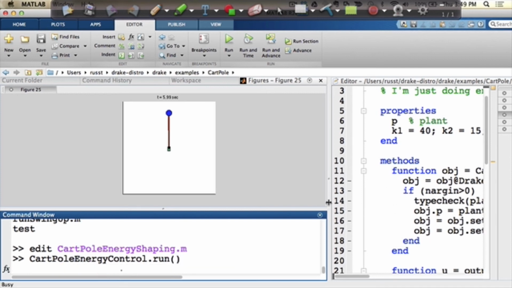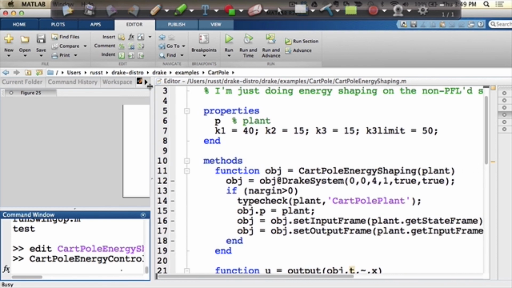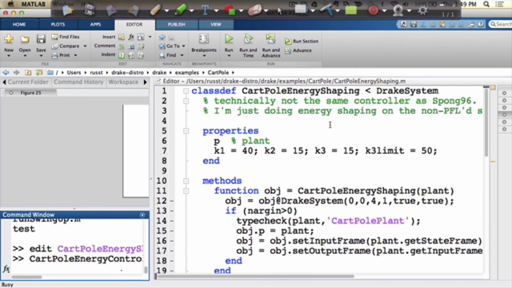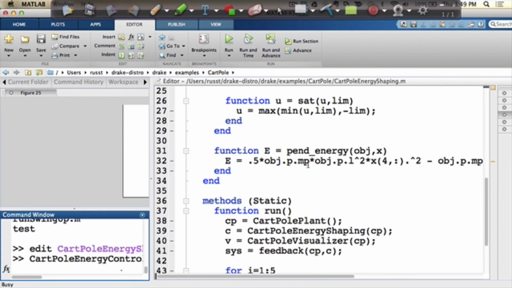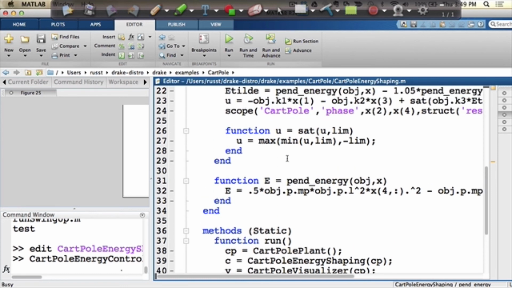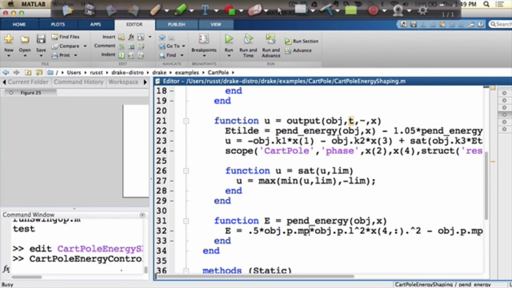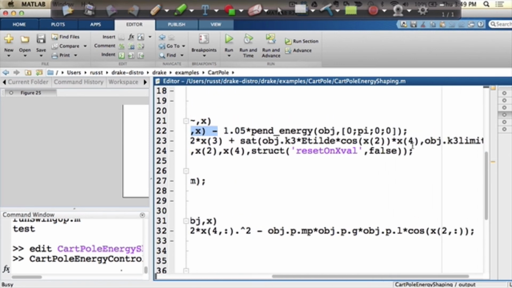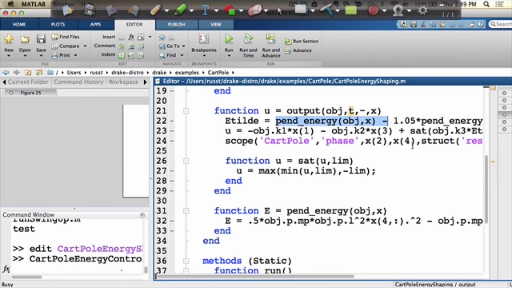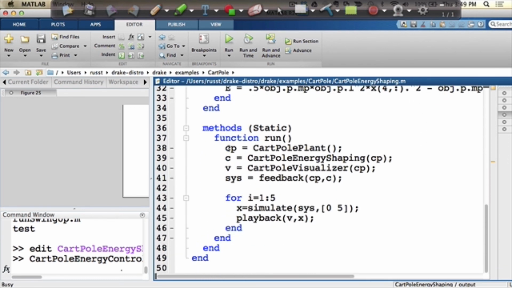So let's look at the... Right, so I write down the pendulum energy here. I implement some saturations, and then I write down this very simple controller, which is K1 times X, K2 times X dot, plus saturation times this thing we wrote down. I make my plant, I make my energy shaping controller, I feedback combine them, and I simulate it.